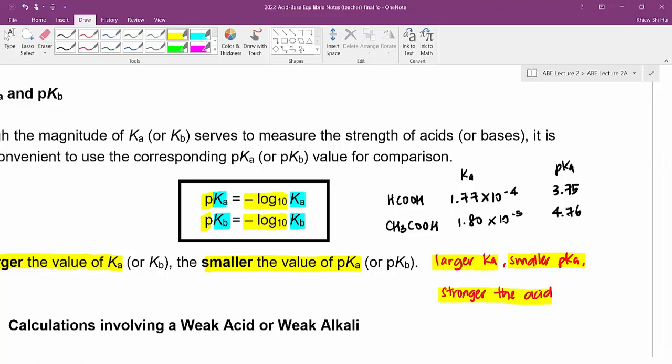So why is it that pKa is more convenient? Do note that in this example of HCOOH versus CH3COOH, you can see that Ka is usually expressed in the standard form, you need to be able to compare the relative magnitude. Whereas if you look at pKa, the values are more friendly, it's easier to compare. I know that the smaller the value, the stronger the acid. And this would mean that the 3.75 HCOOH is actually a stronger acid.